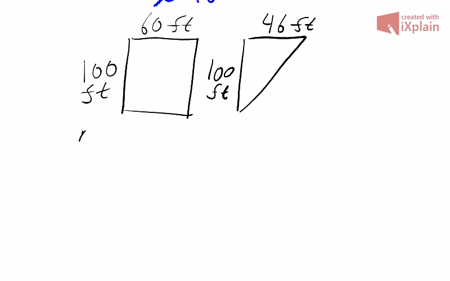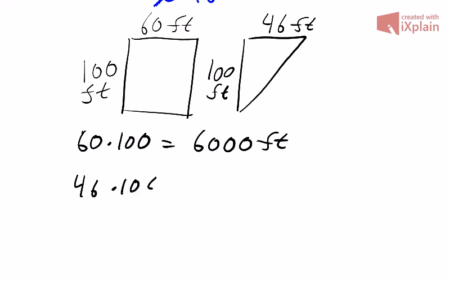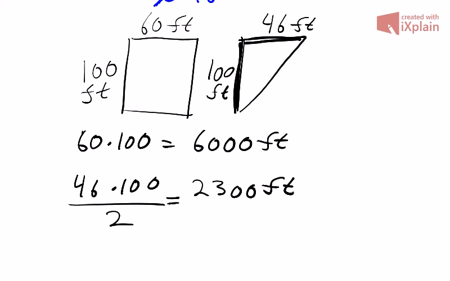I know that 60 times 100 is going to be 6,000 feet, and that's going to be the area of my rectangle. Then I have 46 times 100 divided by 2 for the area of my triangle here, because I know it's going to be my base times my height divided by 2 for triangles. And that's going to give me 2,300 feet.